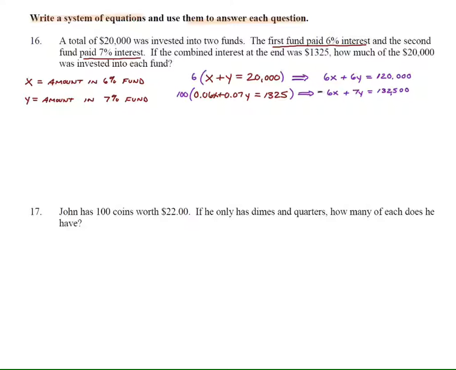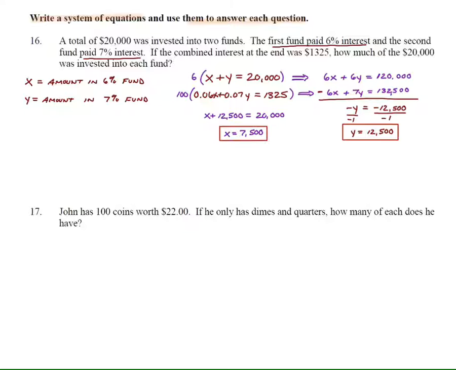If I subtract, my x's drop out, and I'd get negative y equals negative 12,500, which means y is going to be 12,500. And remember, y stands for how much was invested in the 7% fund. Now that I know how much is in the 7% fund, I can find how much is in the 6% fund by using my first equation, x plus y, replacing y with 12,500, and then solving for x, and I should get 7,500.